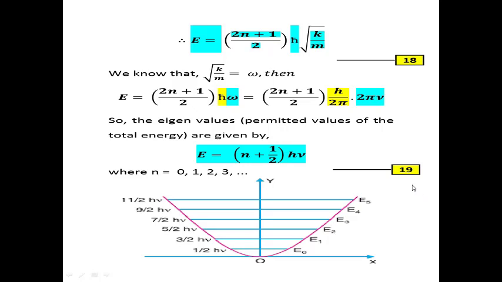So the permitted value of total energy is given by E equal to (n plus 1 by 2) times h nu. We know the value of n starts from 0, 1, 2, 3 and so on. So the energy values of the linear harmonic oscillator start from a nonzero value. If n equal to 0, then E will be equal to 1 by 2 times h nu, whereas if the value of n increases, the values of energies also go on increasing.